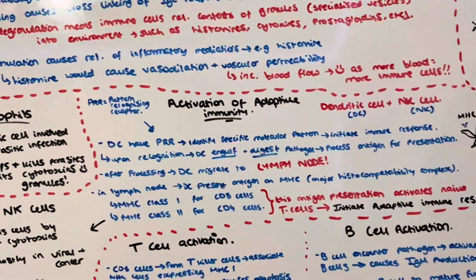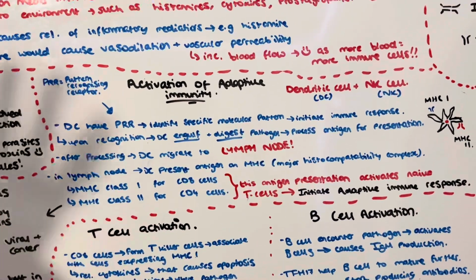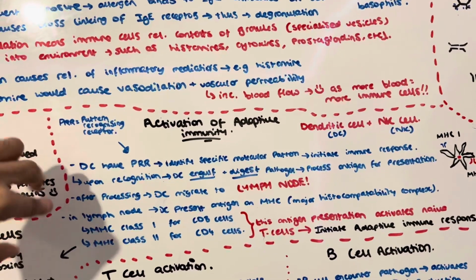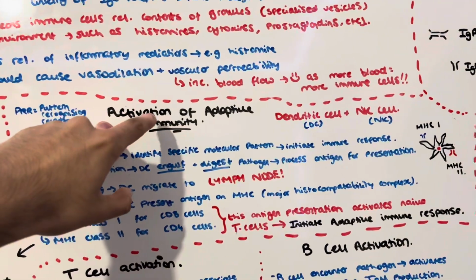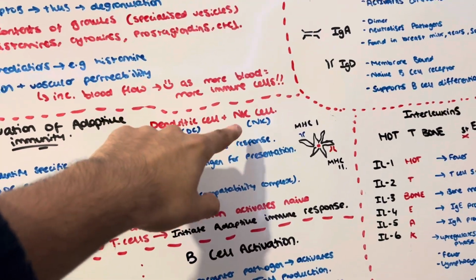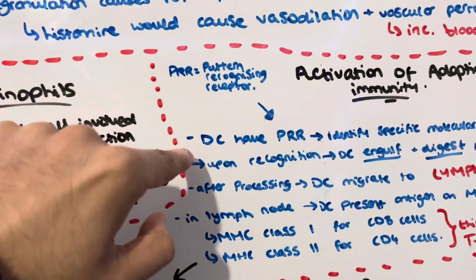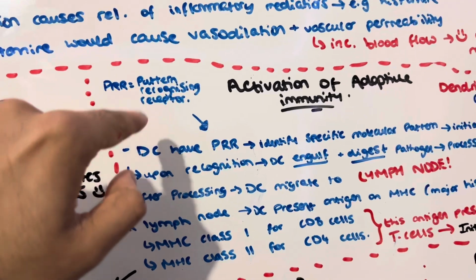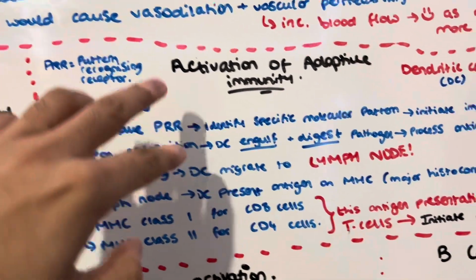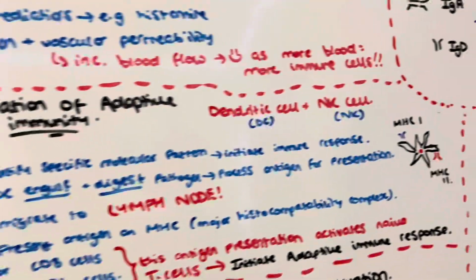Now let's go on to the activation of adaptive immunity. This part is not hard, but it may be a bit confusing potentially, so if it's confusing, then I'd need to slow this video down if I'm watching on x2. The activation of adaptive immunity involves our dendritic cell and our natural killer cell, also known as our NK cell. That's a little diagram of our dendritic cell. DC stands for dendritic cell, PRR stands for pattern recognizing receptors. Our dendritic cells have pattern recognizing receptors, and this would identify a specific molecular pattern. Thus, it would initiate the immune response over here.